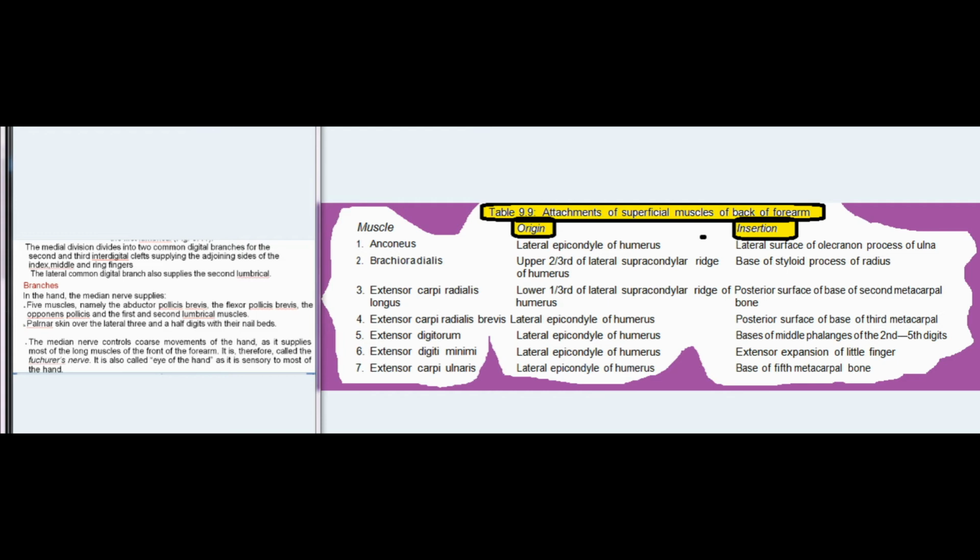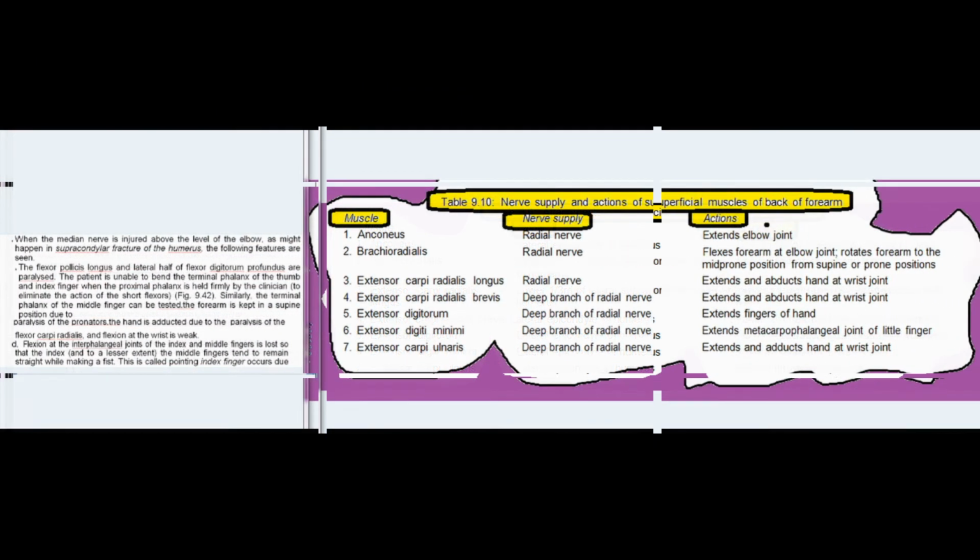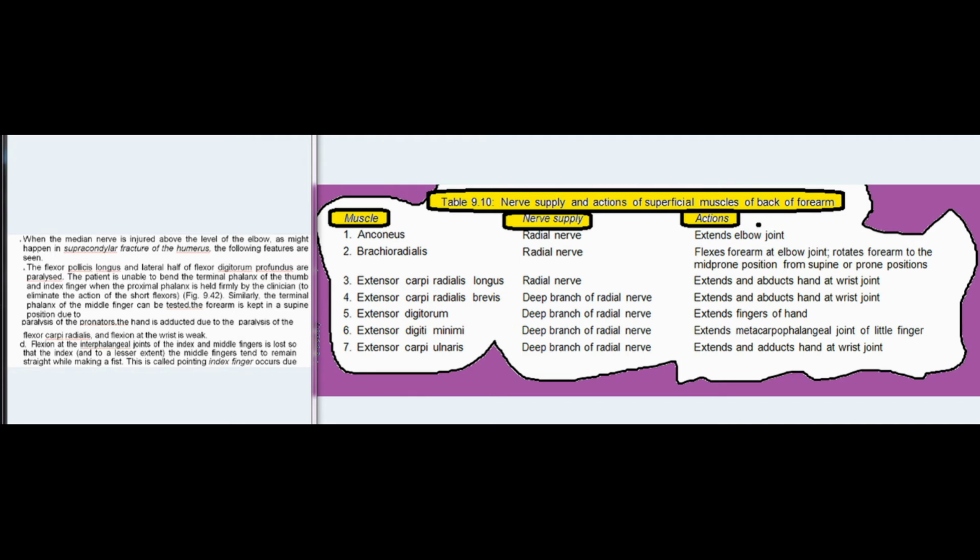When the median nerve is injured above the level of the elbow, as might happen in supracondylar fracture of the humerus, the following features are seen. The flexor pollicis longus and lateral half of flexor digitorum profundus are paralysed. The patient is unable to bend the terminal phalanx of the thumb and index finger when the proximal phalanx is held firmly by the clinician, to eliminate the action of the short flexors, Fig 9.42. Similarly, the terminal phalanx of the middle finger can be tested.